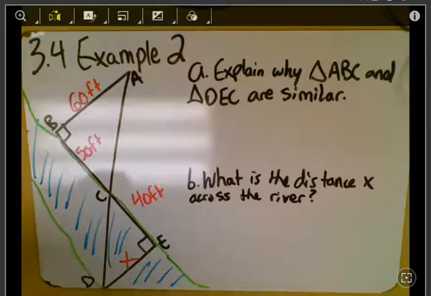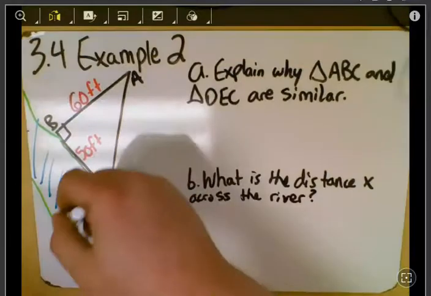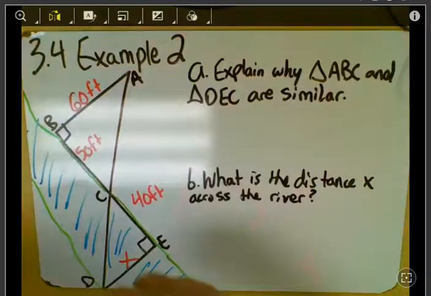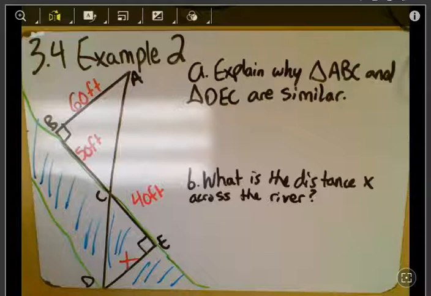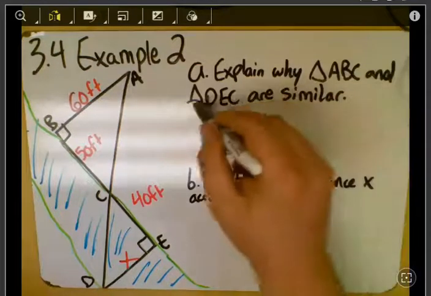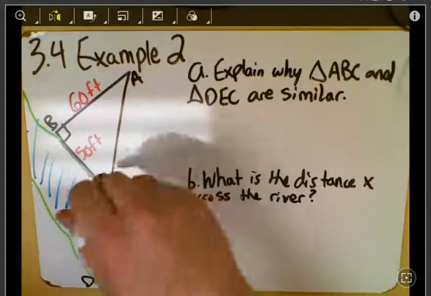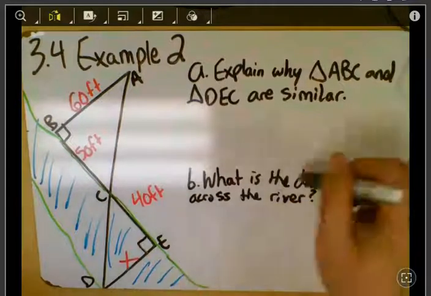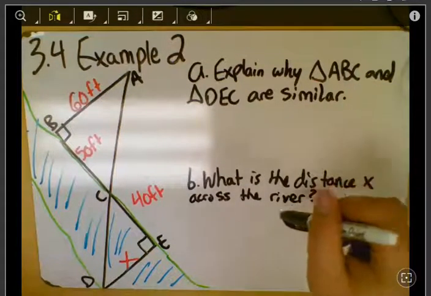So, for example 2 here, you plan to cross a river. This is the river, my beautiful river I drew here. And then you want to know how far it is to the other side. You take measurements on your side of the river and make the drawing shown. For part A, we need to explain why triangle ABC and triangle DEC are similar. And for part B, we need to figure out what the distance x across the river is.